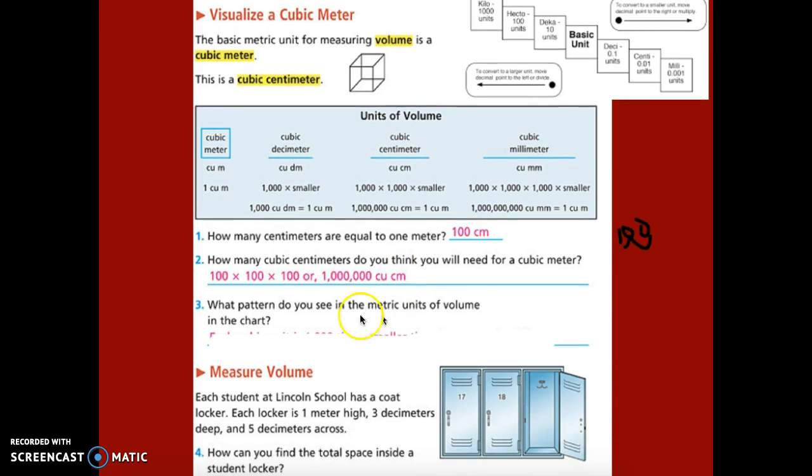All right. Now, what patterns do you see in the metric units of volume in the chart? If you said that the chart goes up or down 1,000 times each time, you're right. When we were just doing basic measurements, it went up by 10 or down by 10. When we did area, it went up by 100 or down by 100. When we do volume, it's going to go up by 1,000 or down by 1,000.